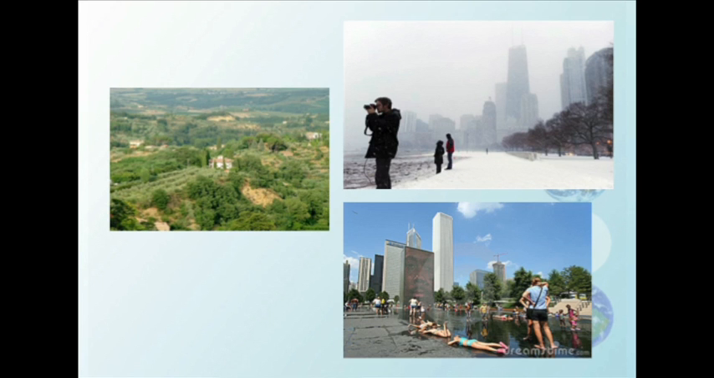So here are some examples of these types of climates. On the right, you see a picture of Chicago in the cold winter and the hot summer. And on the left, you see a picture of a place in Italy, which has a fairly moderate temperature throughout the year and is influenced by the Mediterranean Sea.